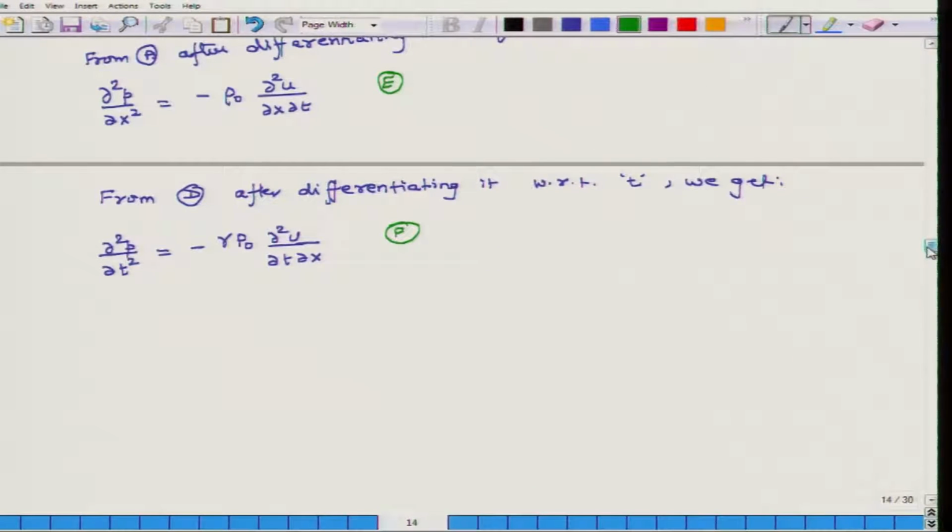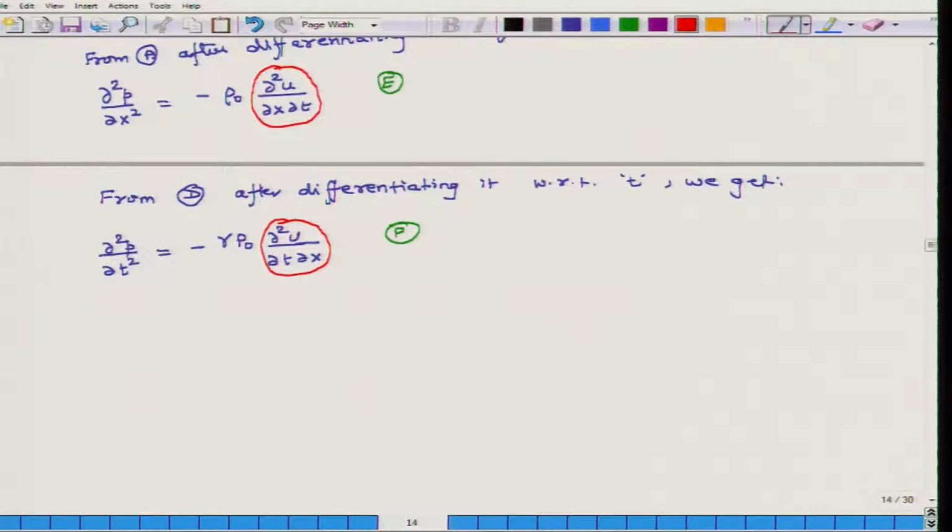So, we compare this term and this term. These are cross derivatives of u. In the first case, for equation E, we are first differentiating u with respect to time and then with respect to x, and in the second case we are first differentiating u with respect to x and then with time.